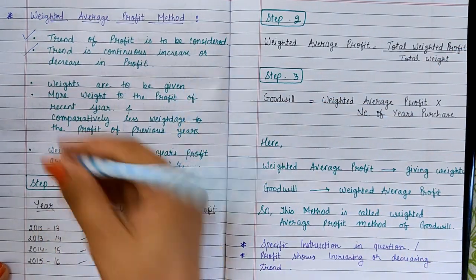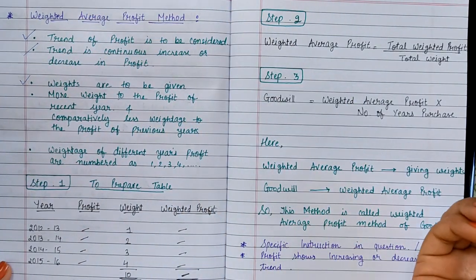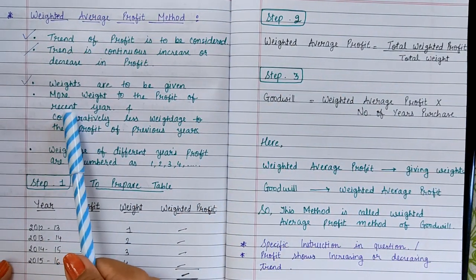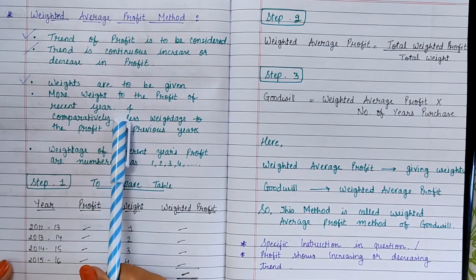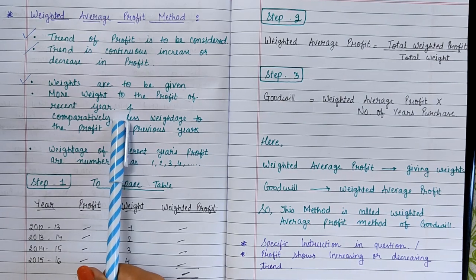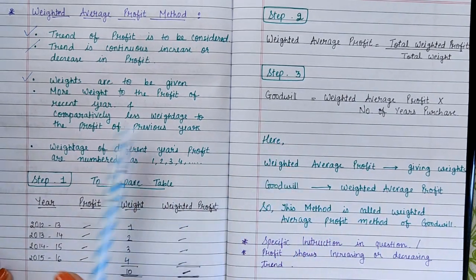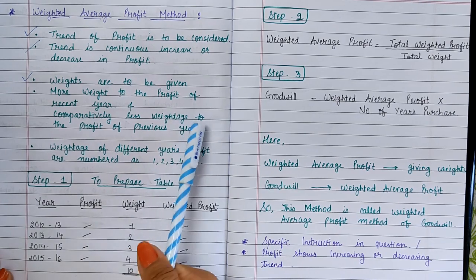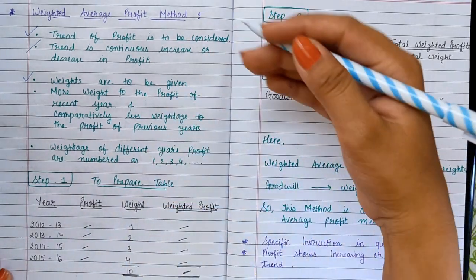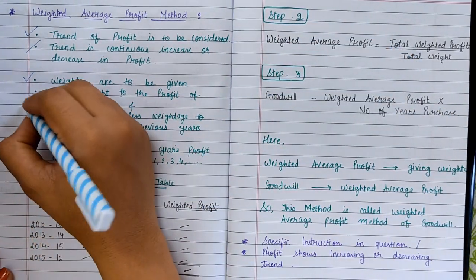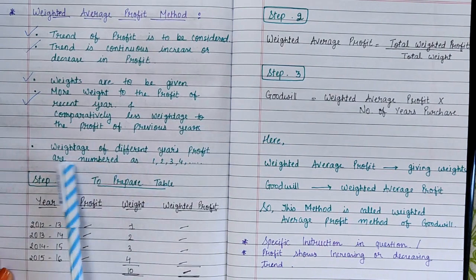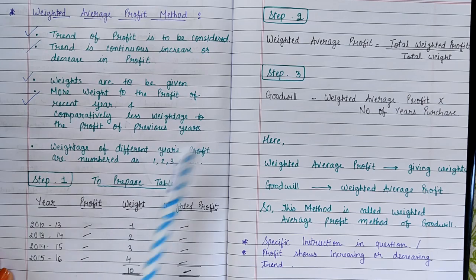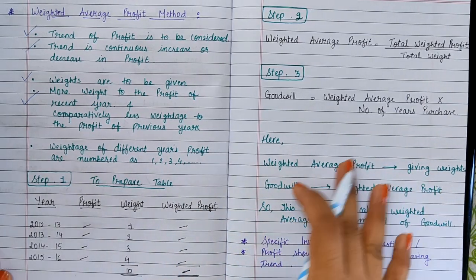Then weights are to be given. Yes, we are giving more weight to the profit of the recent year. Yes, we have learned that the recent year will get more weight, and comparatively less weight to the profit of previous years. Weightage of different years' profit are numbered as 1, 2, 3, 4 and so on.